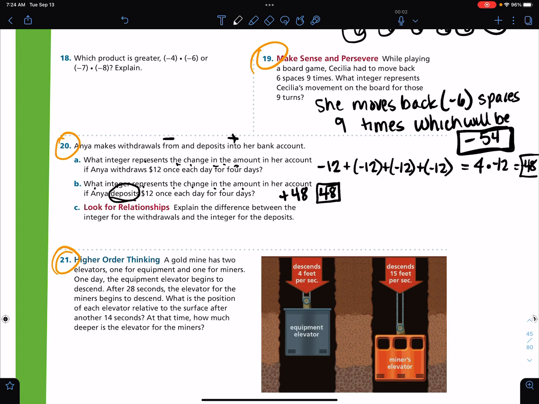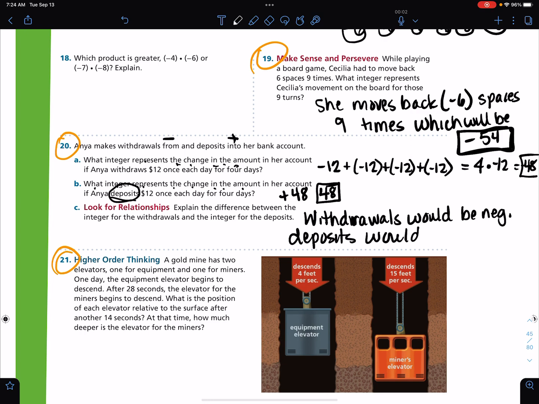Look for the relationships. Explain the difference between the integer for the withdrawals and deposits. Well, withdrawals would be negative, and deposits would be positive.